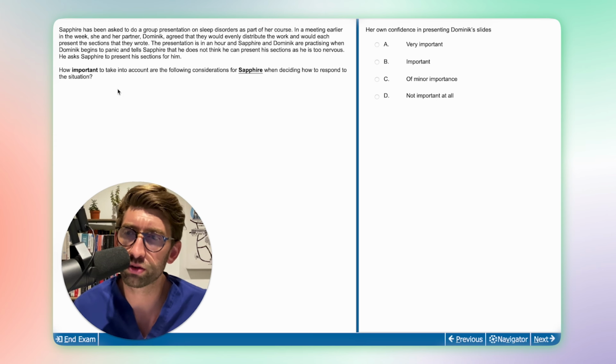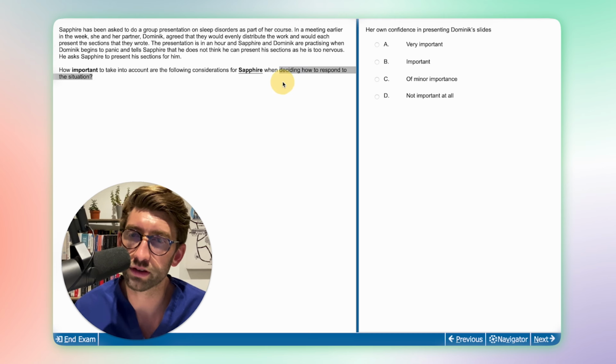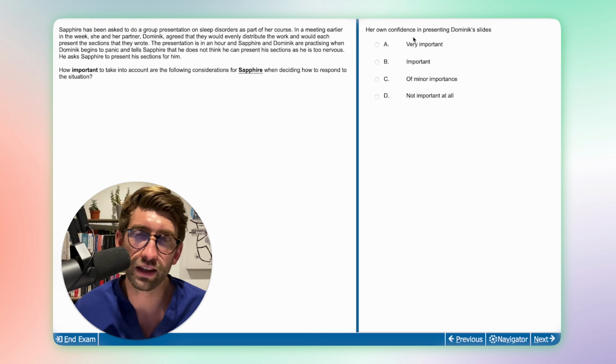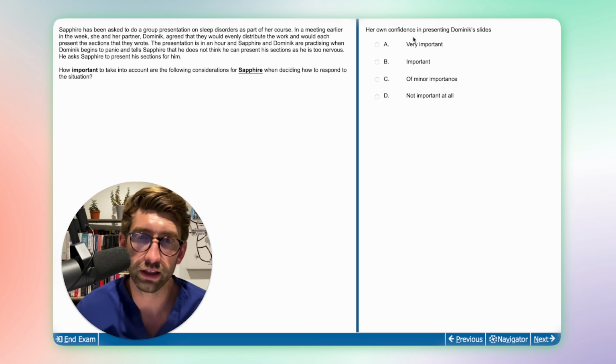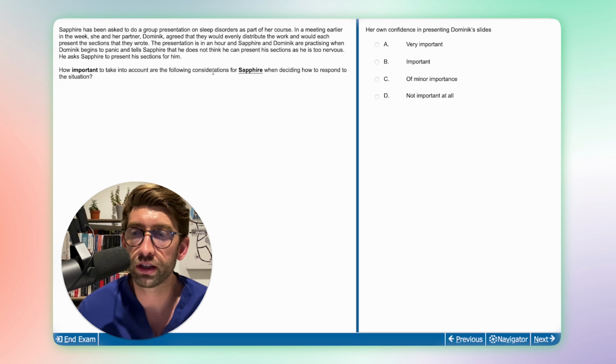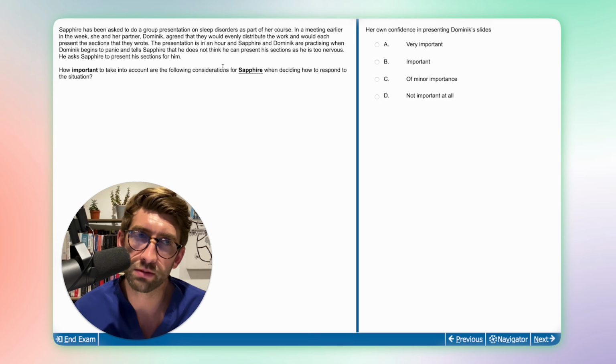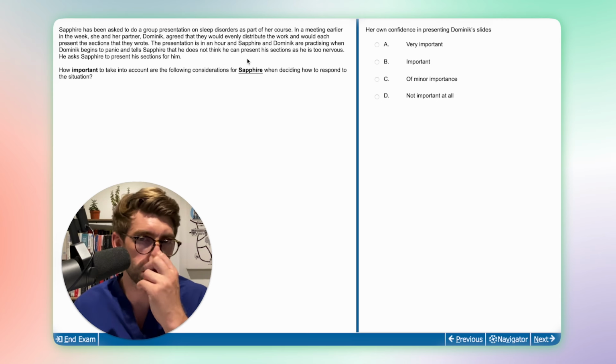So, how important to take into account are the following considerations when deciding how to respond to this situation? Her own confidence in presenting Dominic's slides. Now, you could argue this both ways, and this is where I hate SJT, and I think it's a bit silly, really. You could argue Dominic's not feeling great, and he either needs reassurance or we need to make sure that he's okay. But at the same time, we've got an audience that may really need to know this information. So, what's the most important thing?